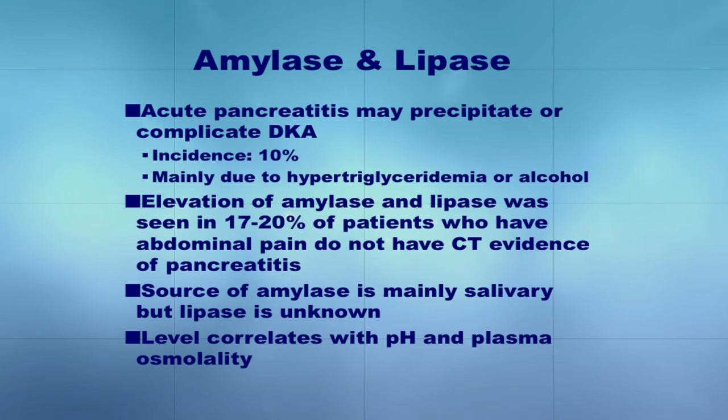Occasionally, amylase and lipase are measured when the patient presents with abdominal pain and suspicion of acute pancreatitis is raised. However, this only occurs in less than 10%, and usually due to hyperglycemia or alcohol. These are the precipitating factors for acute pancreatitis. However, elevation of amylase and lipase can be seen in 17 to 20% of patients, and usually this is due to salivary amylase. However, the increase in the level of lipase is of unknown source.